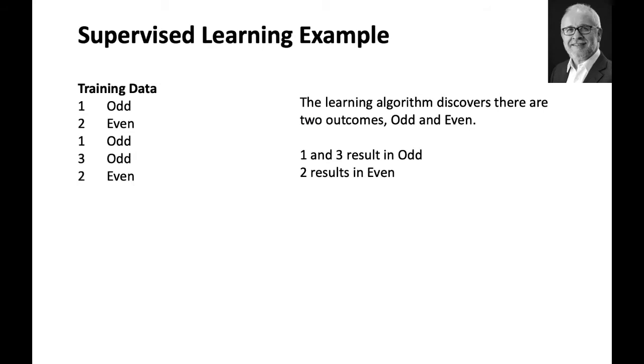So how does that work? Here's a little example with a very simple set of numbers. Maybe we have the number 1 and the coder codes that as an odd number. We have a number 2 and it's been coded as even. 1 odd, 3 odd, 2 even. So then the algorithm looks at that and says, right, there are 2 outcomes, odd and even. Every time there is a 1 or a 3, the result is odd, and every time the number is a 2, the result is even. And after a certain number of repetitions, it would be able to make a pattern that did that.